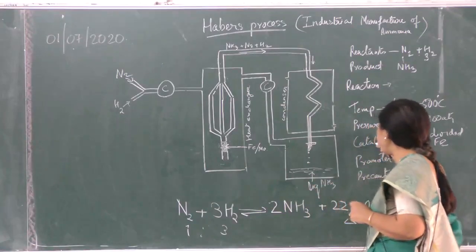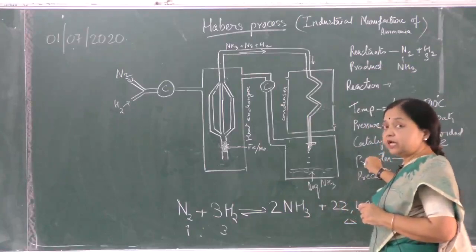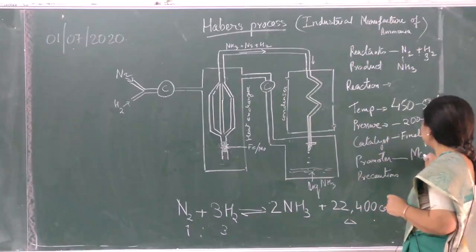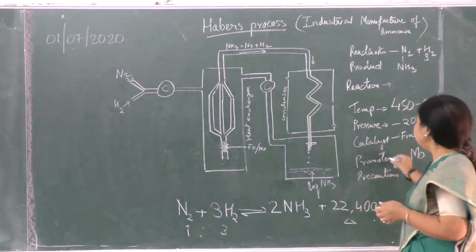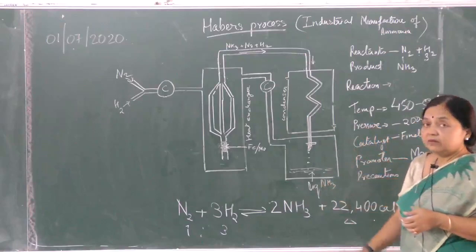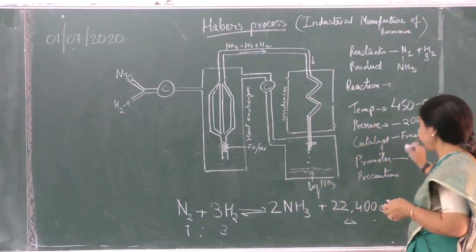Then to help the catalyst, there is a promoter. This molybdenum is used as the promoter. A small amount of molybdenum is mixed with the iron filings. That increases the efficiency of the catalyst, that is iron.